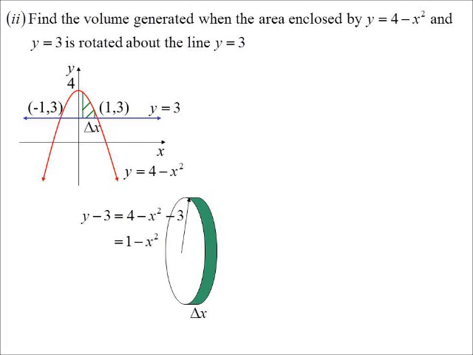I suppose the same thing could have been achieved by getting the whole shape and shifting it down to the x-axis and doing it around the x-axis. Yeah, I suppose that's an alternative way of doing it. But hey, that saves doing all this. I can just do it all in one hit. So it's 1 minus x squared is the radius for this one. And there's my element of volume.